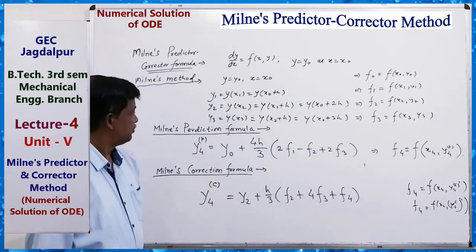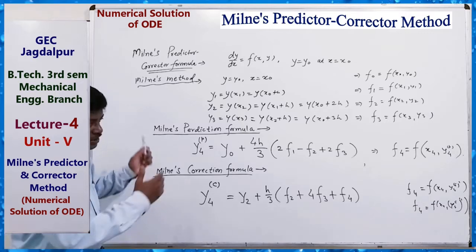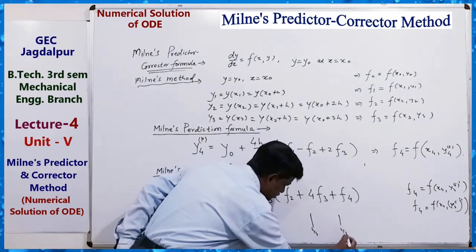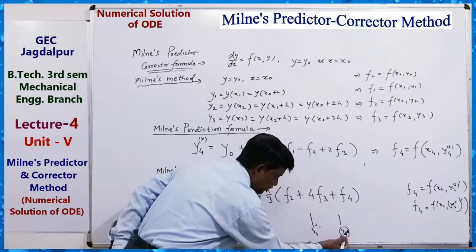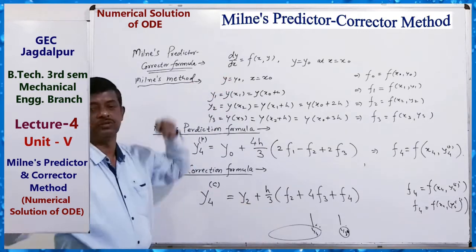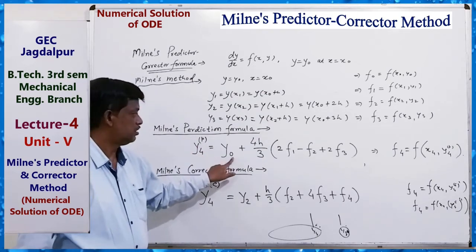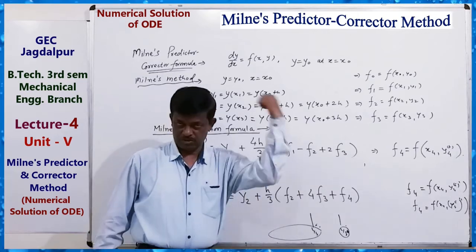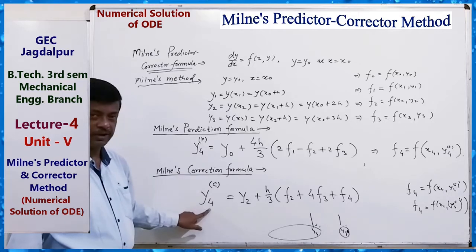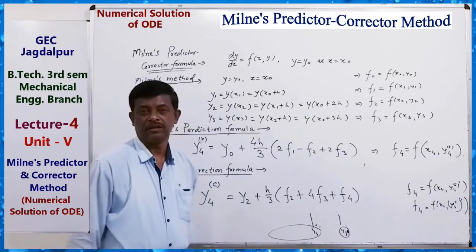Okay. So this is the prediction formula, this is the correction formula. This general formula is for one interval, up to y4. Now suppose we have to find y5, the next value. Then we can use the previous four values, y1, y2, y3, y4. At that time the formula will be slightly changed, because the previous four values are used. That will be the formula.